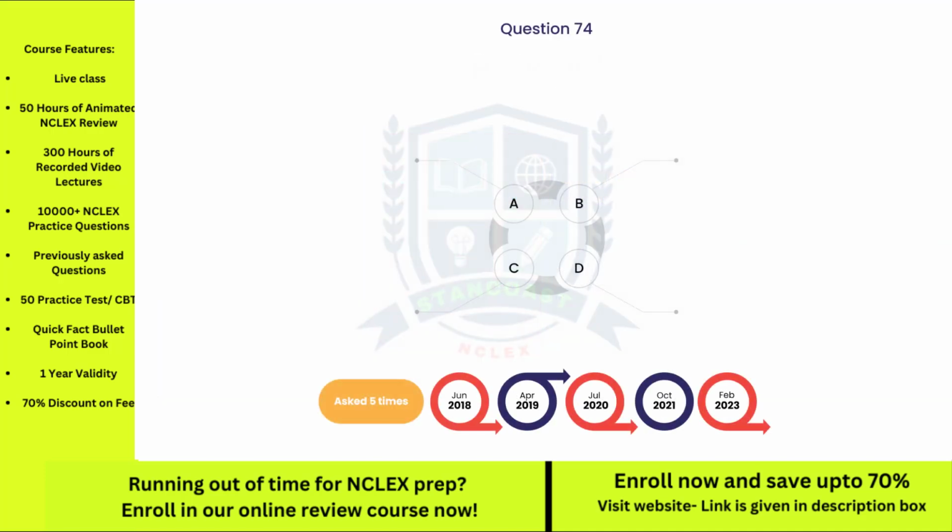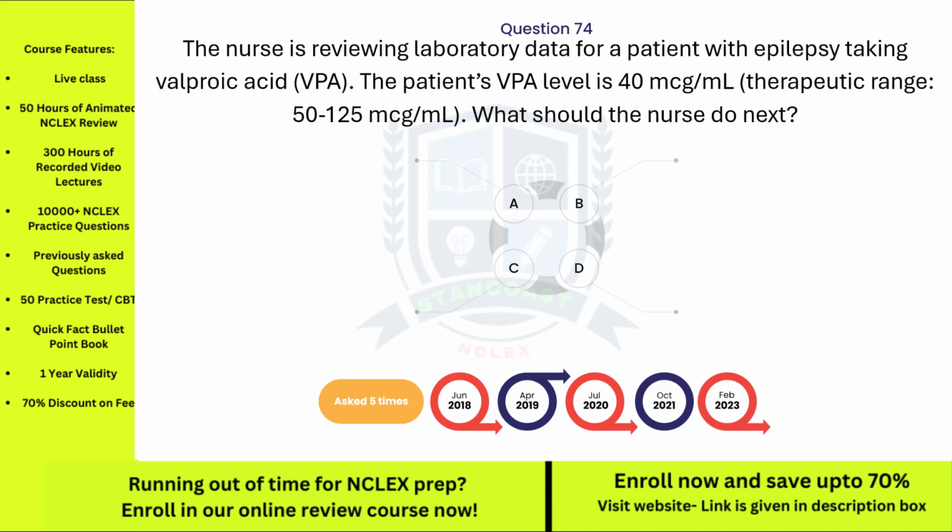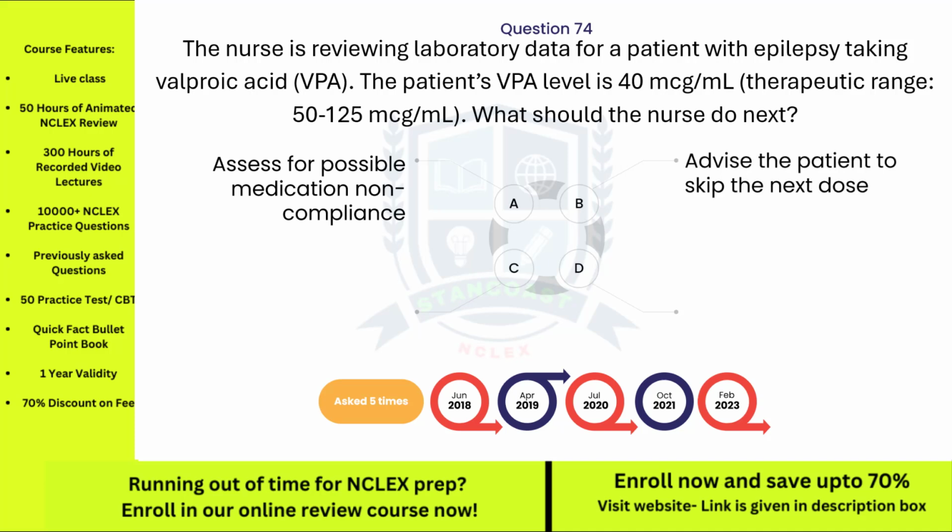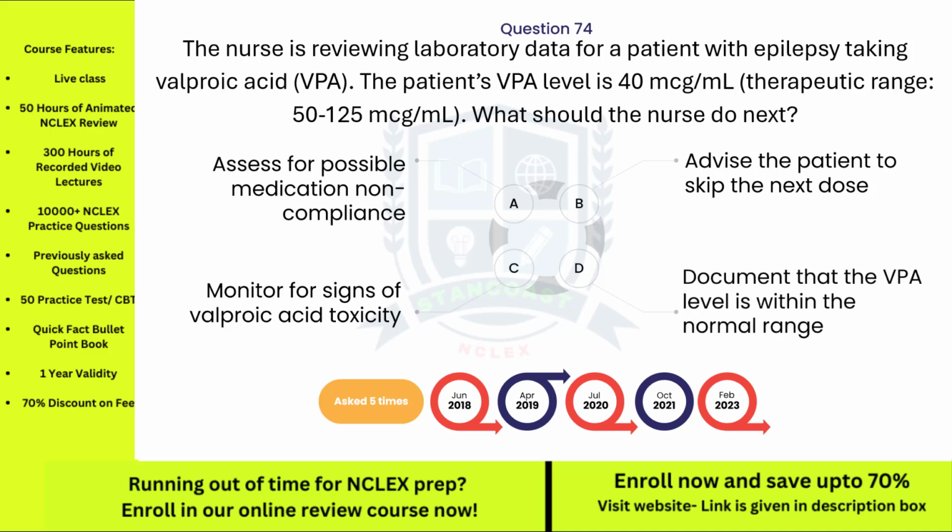This epilepsy medication question has been asked 5 times in the last 5 years, making it a frequent topic on exams. The nurse is reviewing laboratory data for a patient with epilepsy taking valproic acid. The patient's VPA level is 40 mcg per ml. What should the nurse do next? A. Assess for possible medication noncompliance. B. Advise the patient to skip the next dose. C. Monitor for signs of valproic acid toxicity. D. Document that the VPA level is within the normal range.